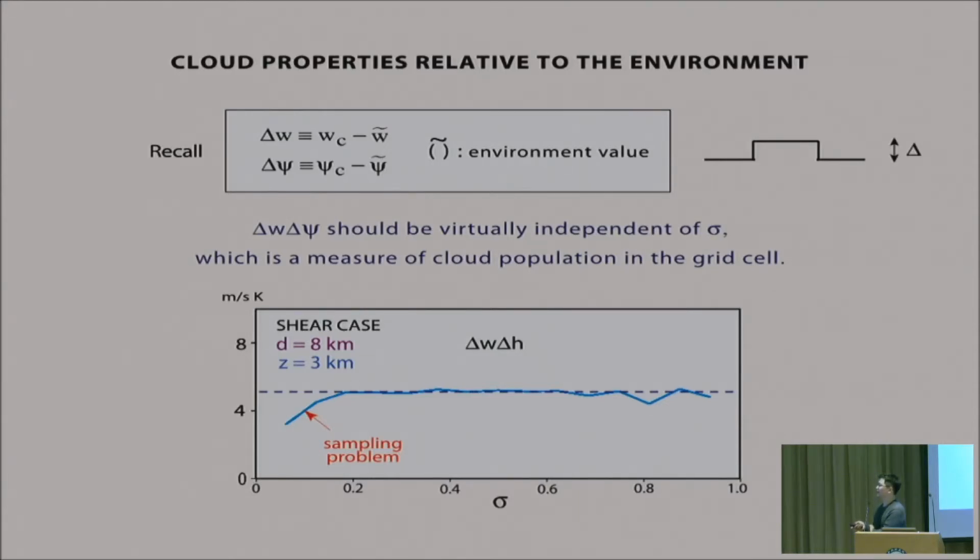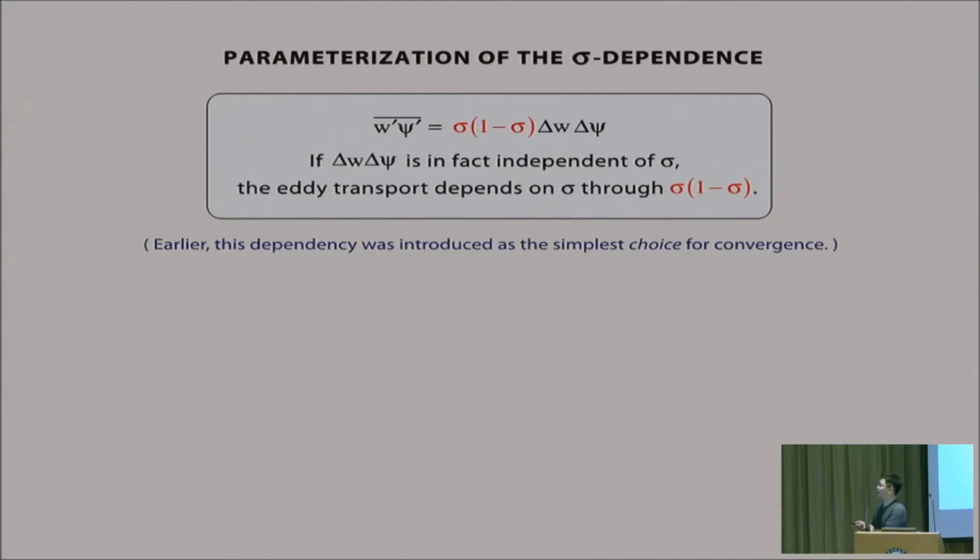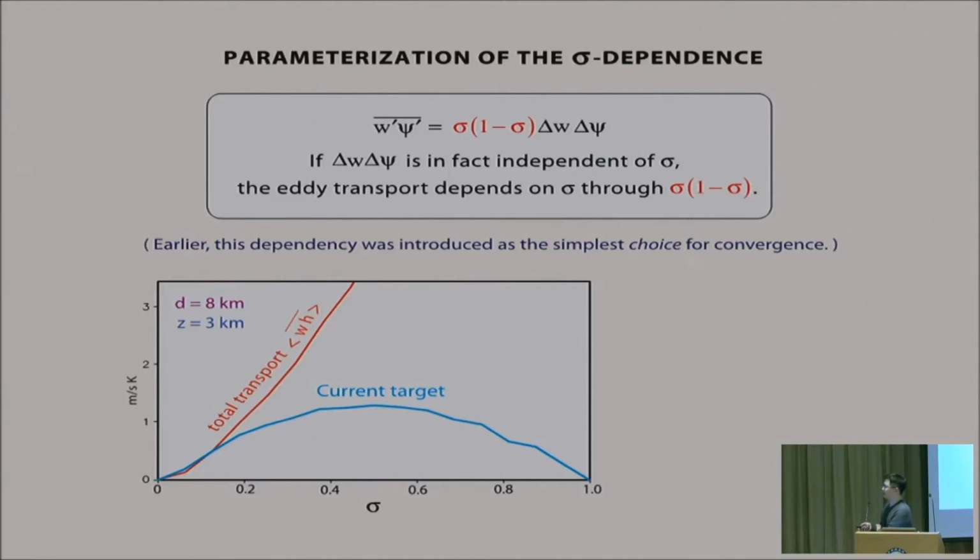So if we know that, the unified parameterization has now been more clear to us, because it's actually the eddy transport of the subcritical processes actually depend on the sigma, 1 minus sigma, this term here. So we know that if this is independent of the sigma, the eddy transport depends on the sigma through this term here. And this is very different from our previous explanation, saying that this is just a simple choice of convergence. So this is our target, assuming that cloud environment are homogeneous independently.